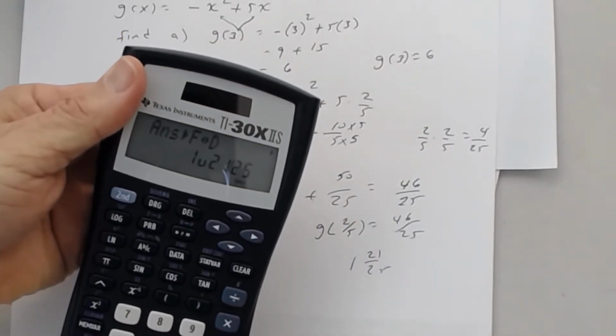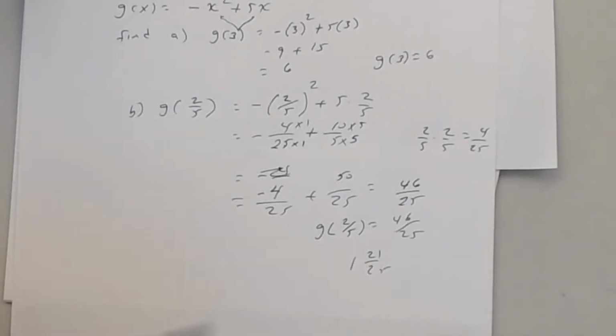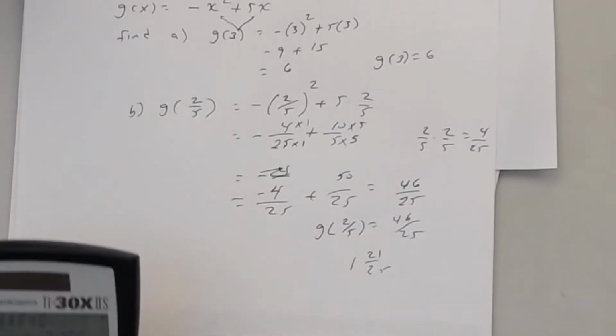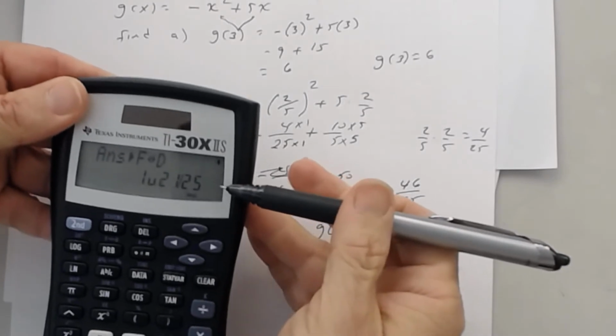You got to do it like that? No, you could do it like this. I'm just showing you how you can check it on the calculator. You need to be able to use your calculator to check things. Okay? So this right here reads 1 and 21 over 25.